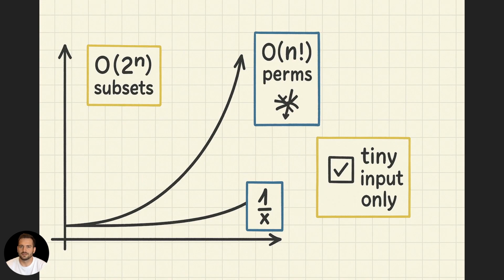Quick side note. You can mention but don't dwell on. O of 2 to the n and O of n factorial blow up very fast. If you hear try all subsets or try all permutations, you're probably here. In interviews, avoid these unless the input is tiny.